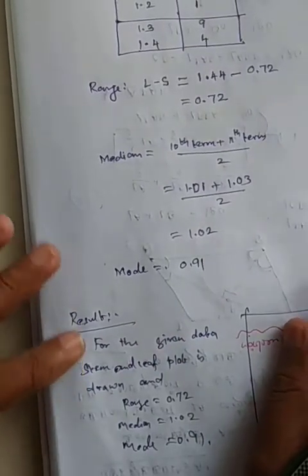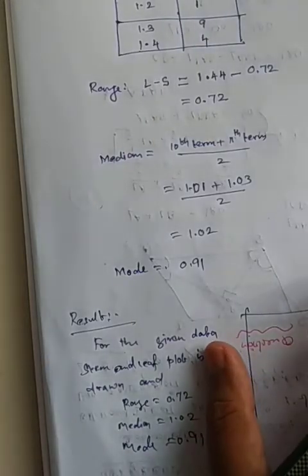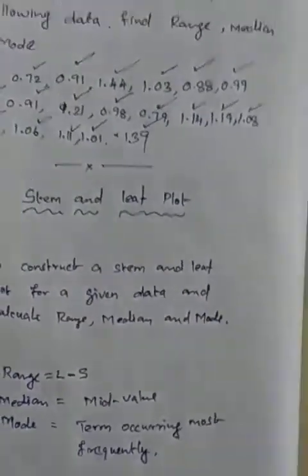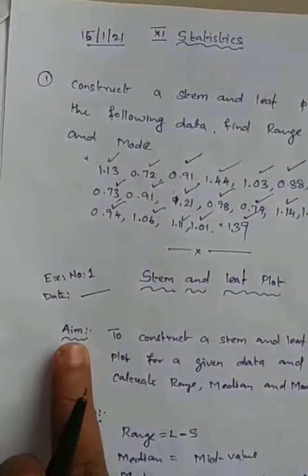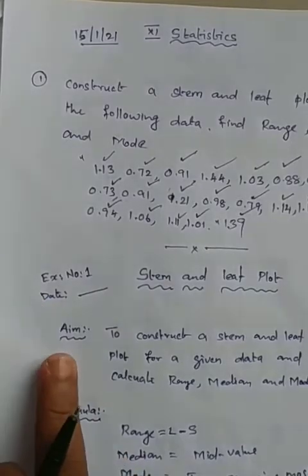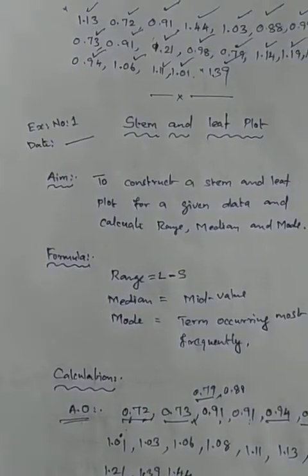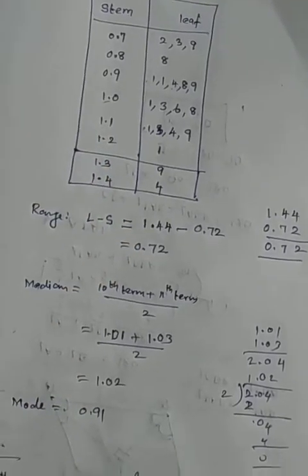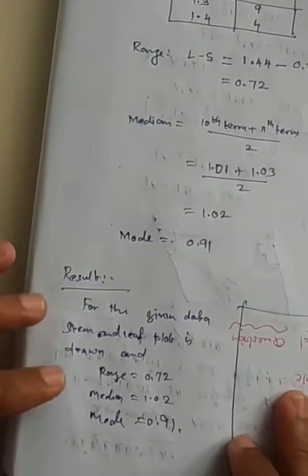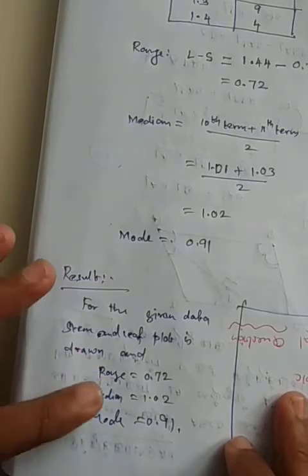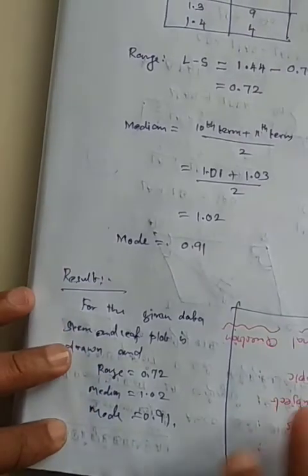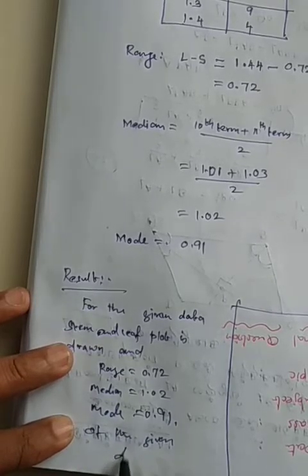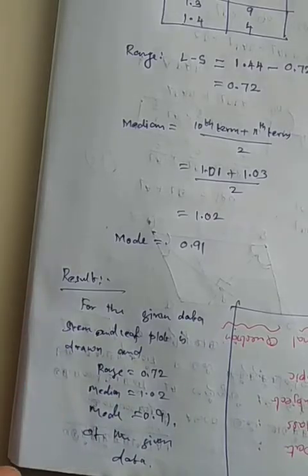Is it clear? This is the way of writing the answer for the practical examination. So construction first, then the title and experiment, aim, formula, then calculation. Finally the result you need to write: for the given data, stem and leaf plot is drawn, and range, median and mode of the given data. It's not an issue, right?